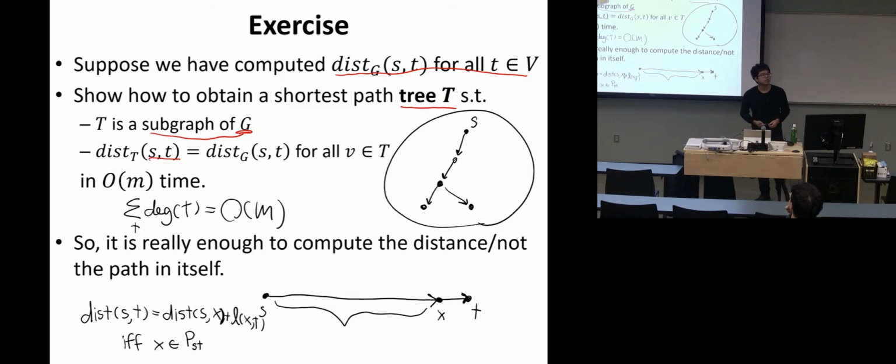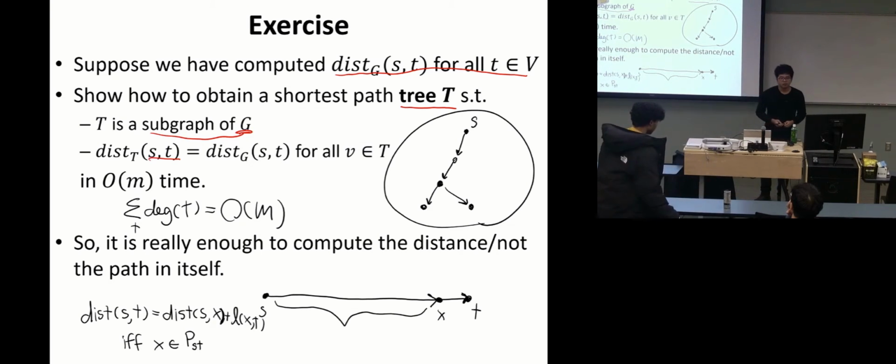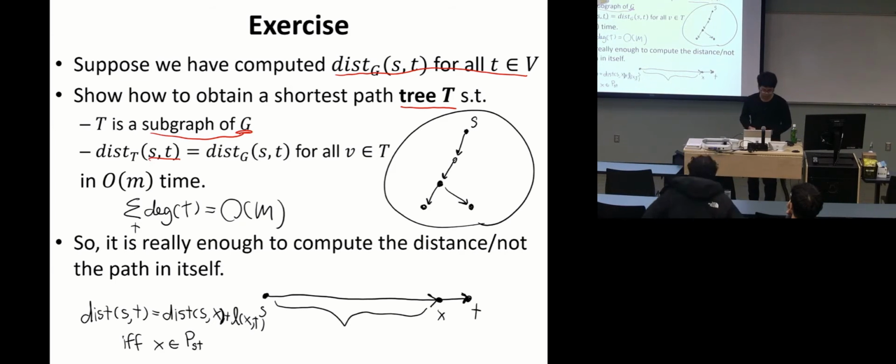Yeah. O of M would be, what is M in this case? M is the number of edges. Oh, okay. But if you have a number of edges, then can't you just rerun the entire shortest path algorithm anyway? So if you're linear in the number of edges?